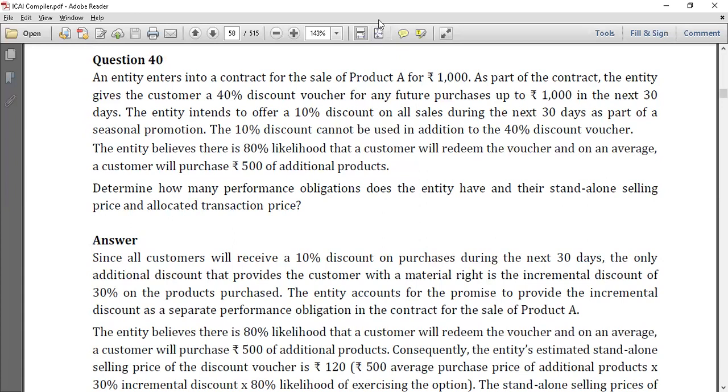The entity accounts for the promise to provide the incremental discount as a separate performance obligation in the contract for the sale of product A. The entity believes there is an 80% likelihood, so 500 products into 80% into 30%. The entity estimates the standalone selling price of the discount voucher to be 120. The standalone selling price of product A is 1,000 rupees, and the discount voucher is 120.